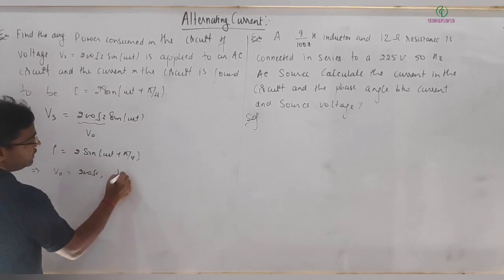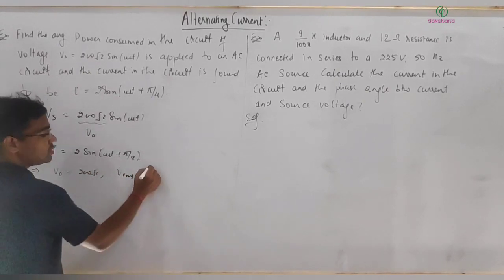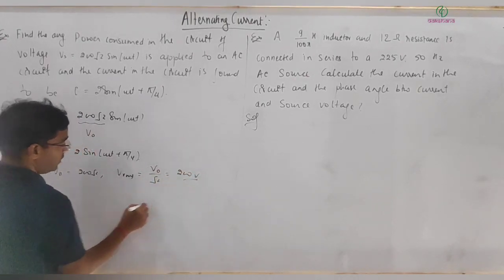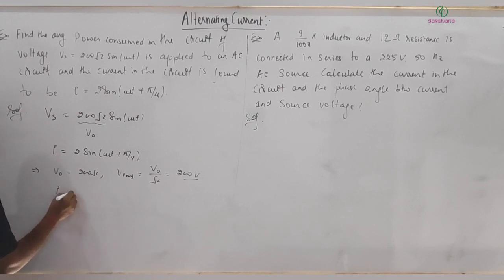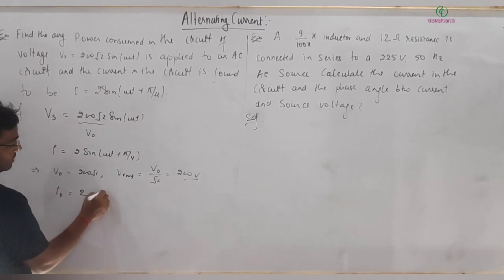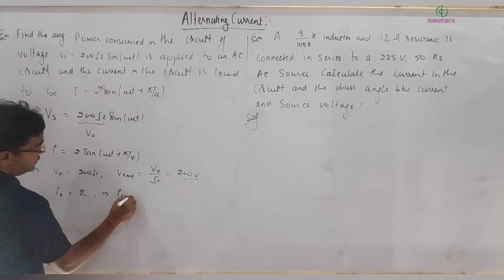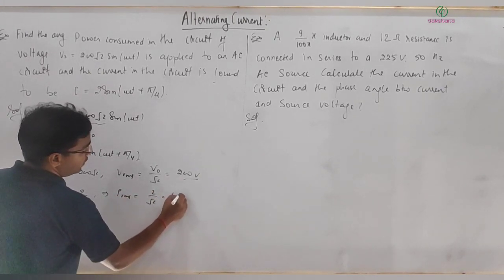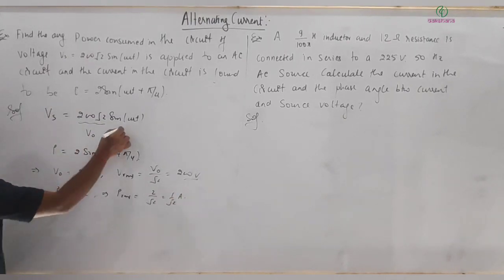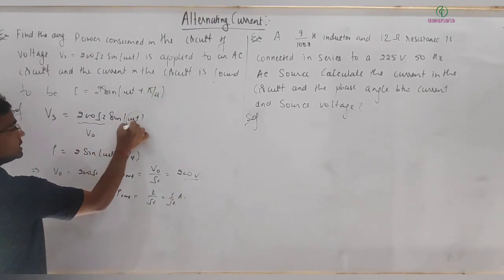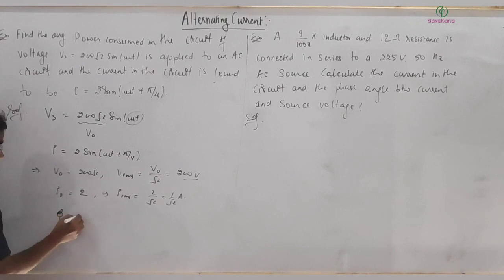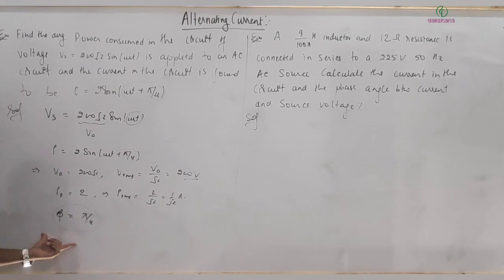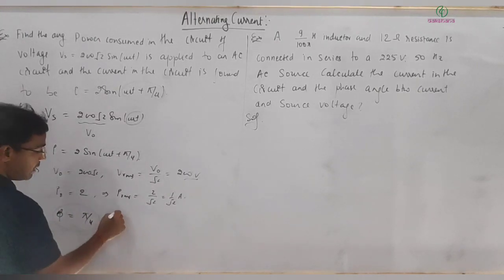This implies Vrms is V naught by root 2, and that will be 200 volt. Similarly, I naught is 2, and this implies Irms is equal to 2 by root 2, that is root 2 ampere. And the phase angle is the phase difference between the two, so phi comes out to be pi by 4. This is the phase angle. Now we can apply the formula of power.